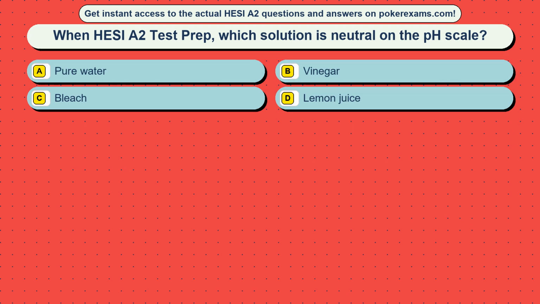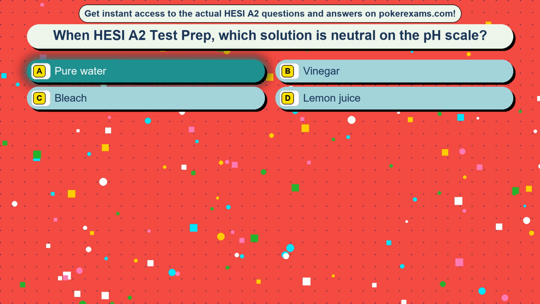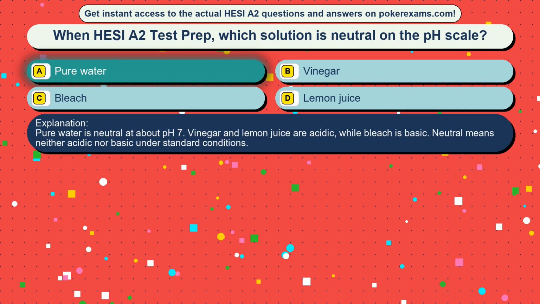Question 29. When HESI A2 Test Prep, which solution is neutral on the pH scale? Option A, pure water. Option B, vinegar. Option C, bleach. Option D, lemon juice. The correct answer is option A, pure water. Pure water is neutral at about pH 7. Vinegar and lemon juice are acidic, while bleach is basic. Neutral means neither acidic nor basic under standard conditions.